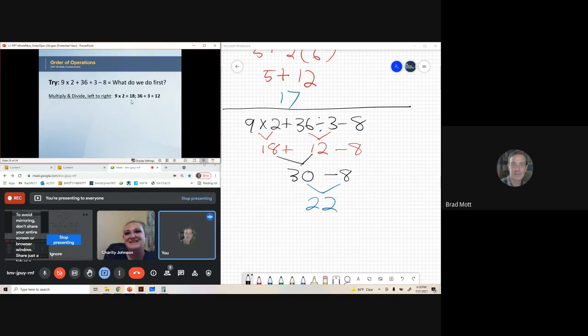That's amazing. So 9 times 2 is 18. Walk through this. 9 times 2 is 18. 36 divided by 3 is 12. Bring down the 8. 18 plus 12 minus 8 is 22. Perfect.